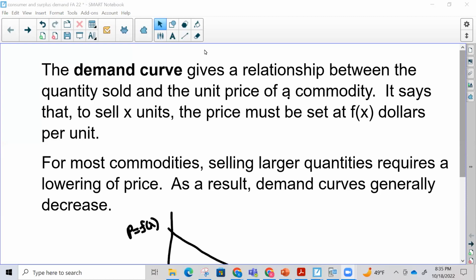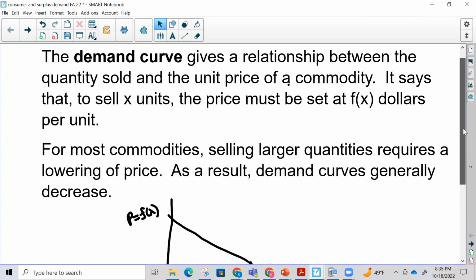So in this video, we're going to look at some applications of the definite integral for business. The first thing we're going to talk about are the demand curves and supply curves. The first one is the demand curve. That gives a relationship between the quantity sold and the unit price of a commodity. It says that to sell X units, the price must be set at F of X dollars per unit.